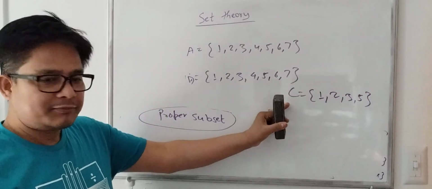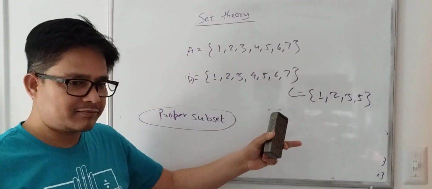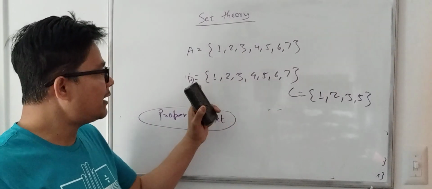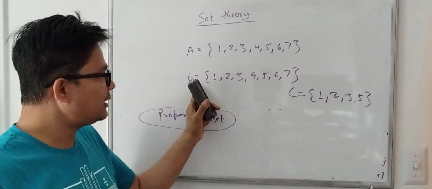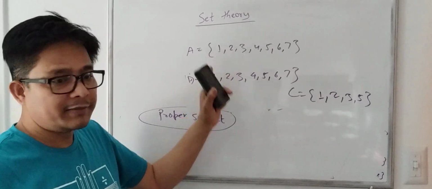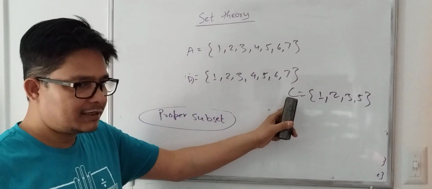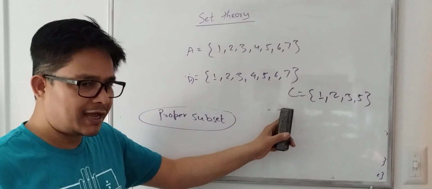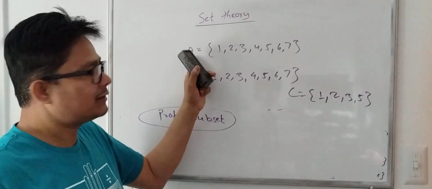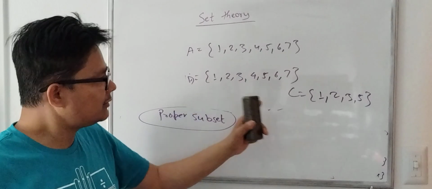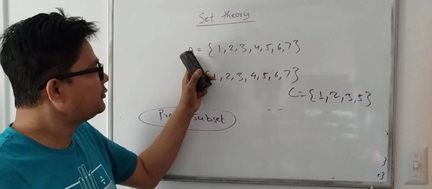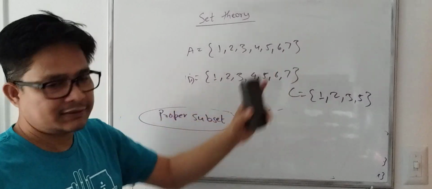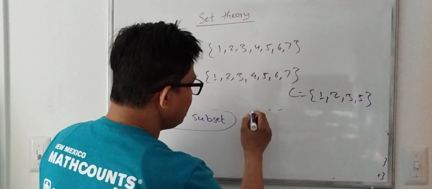Now, proper subset, let's go through this one again. A subset can have all the elements, okay? Like here D. D has all the elements from A. But a proper subset cannot have all the elements. It has to have fewer than the bigger set. Okay? So here C had fewer elements, like 1, 2, 3, 4, 5, and A has 1 to 7. Okay? So now let's think about another example.